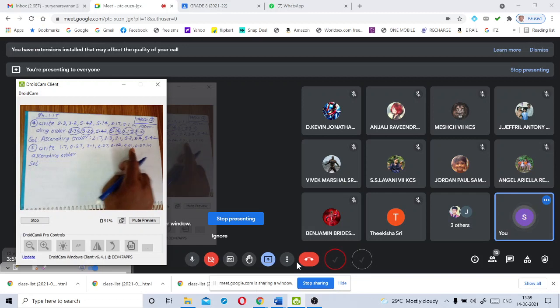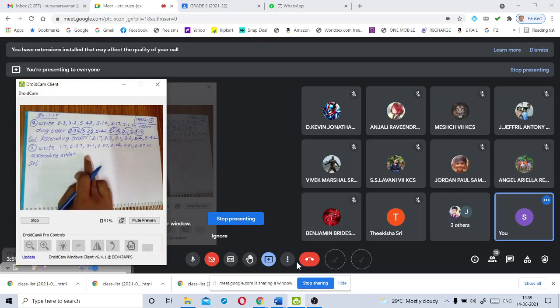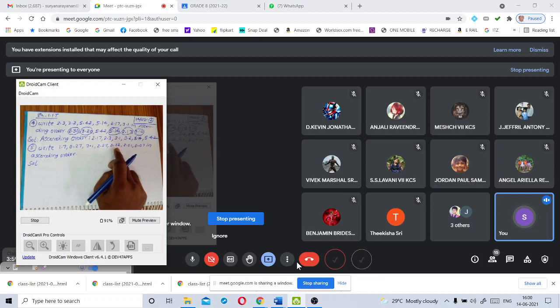Okay, my dear children. Observe these numbers. These are all decimal numbers. In these decimal numbers, here only one decimal place is there. In this number, two decimal places are there. In this number, only one decimal place. Here, two decimal places. In this number, how many decimal places? 2. Yes, very good, Kevin.